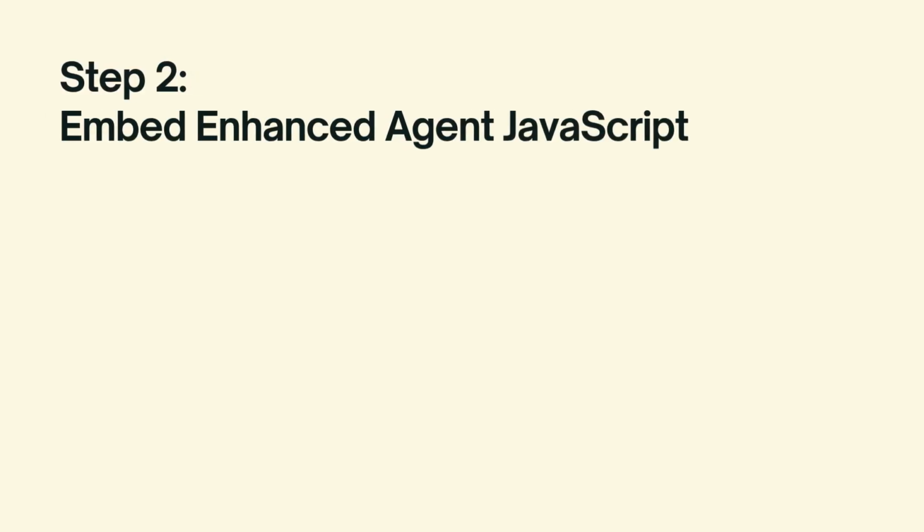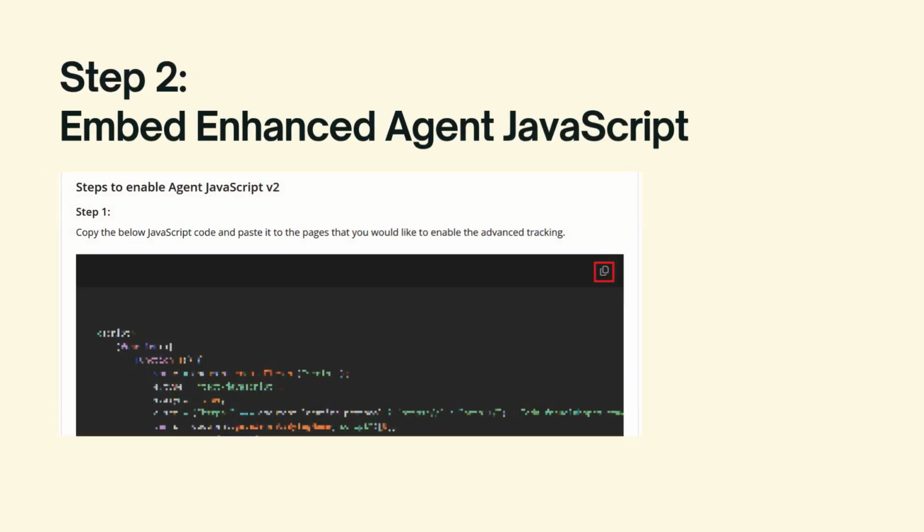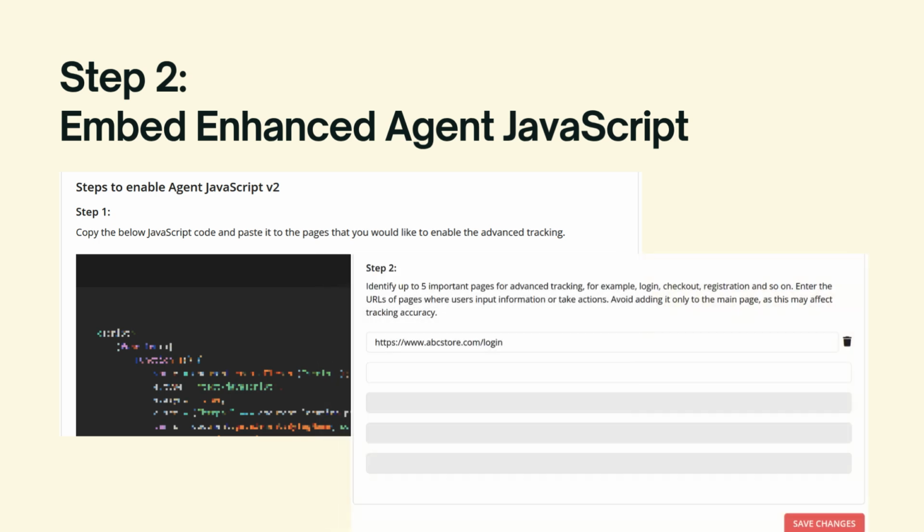Next, embed the enhanced agent JavaScript from the agent JavaScript settings page into your website. This enables advanced device fingerprinting and user identification. You can identify up to 5 important pages for advanced tracking, like login, checkout, and so on.